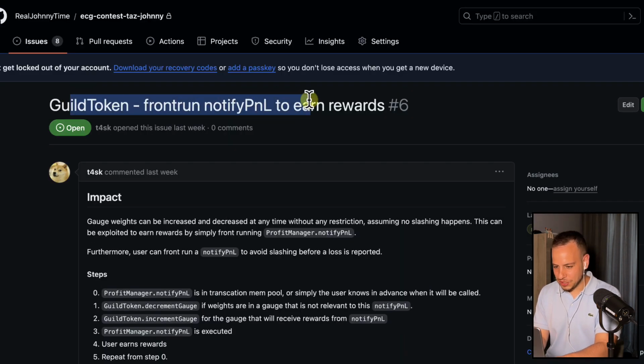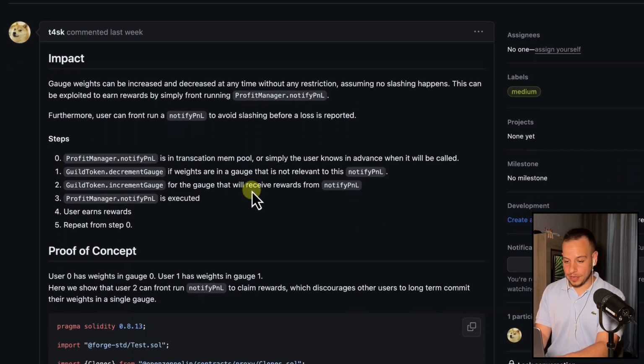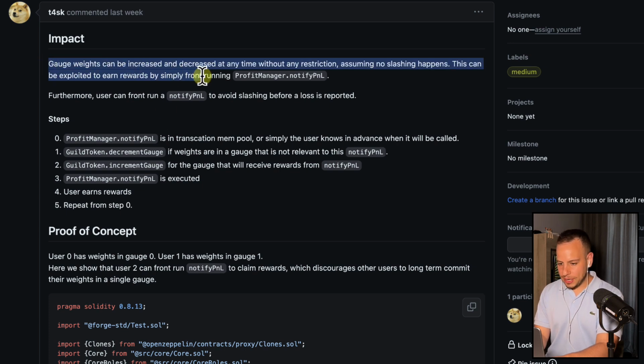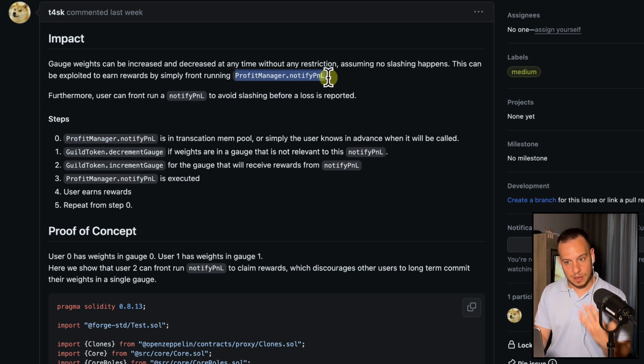Okay, so let's start with this one. Guild token: Frontrun notifyPnl to earn rewards. Gauge weights can be increased and decreased at any time without any restrictions, assuming no slashing happens. This can be exploited to earn rewards by simply front running profitManager.notifyPnl anytime there is new profit coming to the system. Furthermore, users can front run notifyPnl to avoid slashing before a loss is reported.